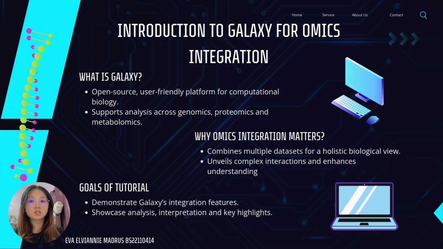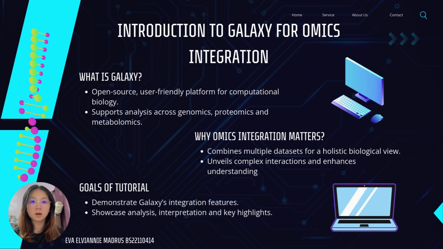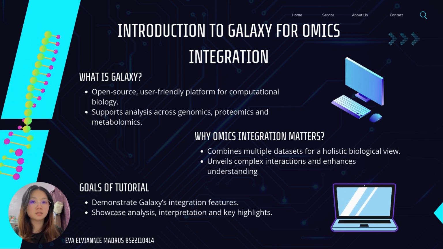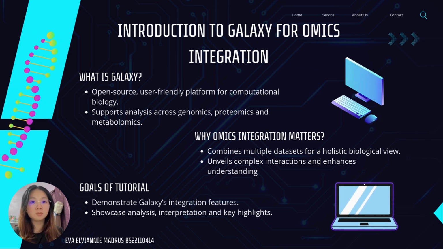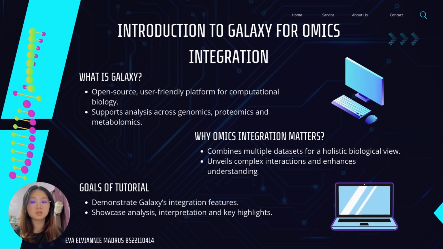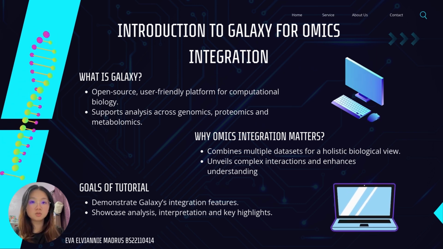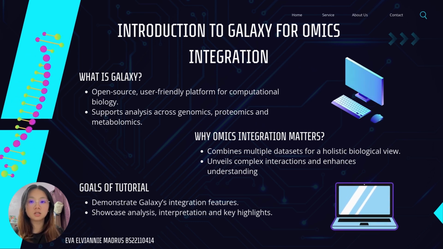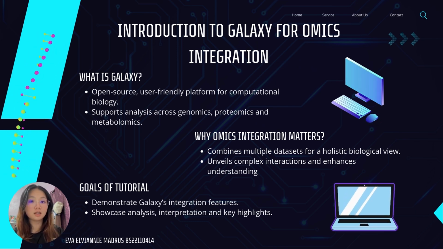So, why does omics integration matter? Omics integration is essential because it allows us to combine datasets from different biological layers such as DNA, proteins, and metabolites. This holistic approach helps us uncover complex interactions and provides deeper insights into biological systems. In this tutorial, we aim to demonstrate how to use Galaxy for integrating datasets, analyzing results, and interpreting findings, all while highlighting its features and limitations.